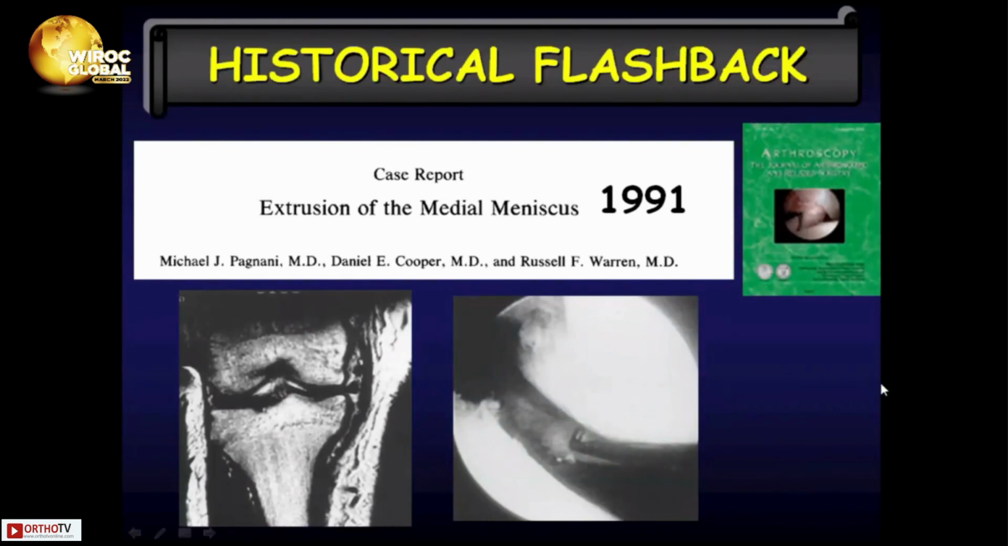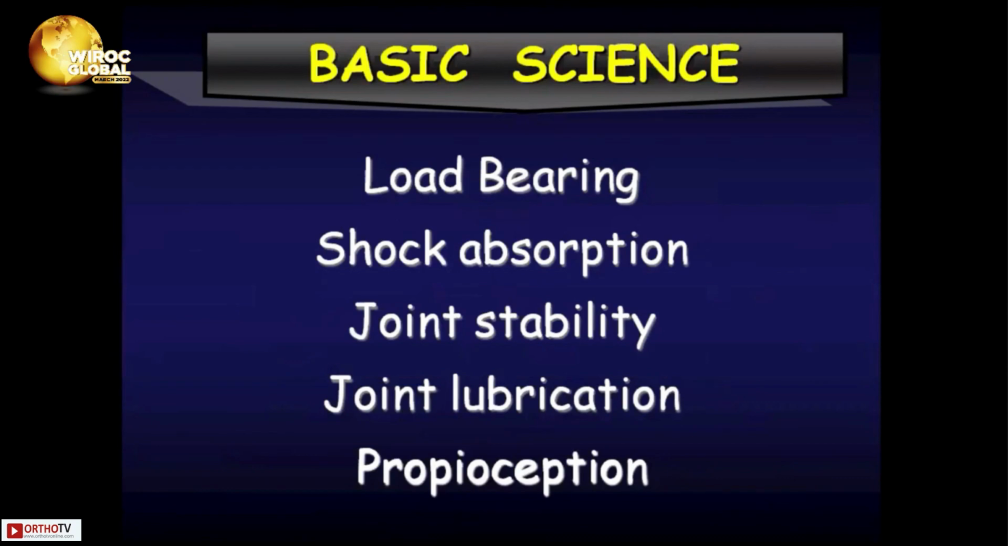Is it new? No, it's not new. The first reference was in 1991, in a 21-year-old football player with a severe injury with a PCL tear and medial collateral ligament tear. After 3 months, they scoped this patient and found the complete avulsion, the complete root tear of the medial meniscus. And of course, we can see here in the MRI the extrusion of the meniscus. But in 1991, we didn't pay appropriate attention to this clinical entity.